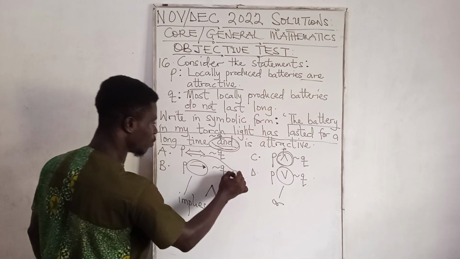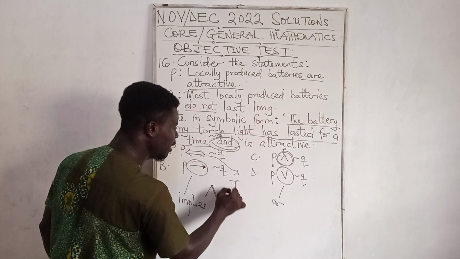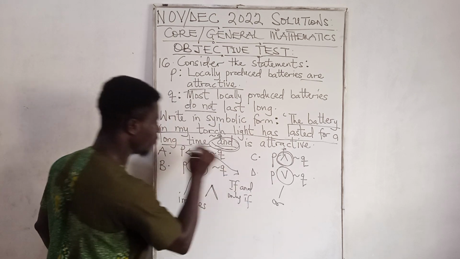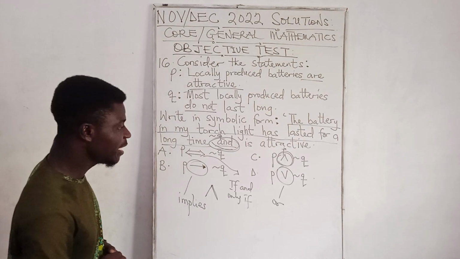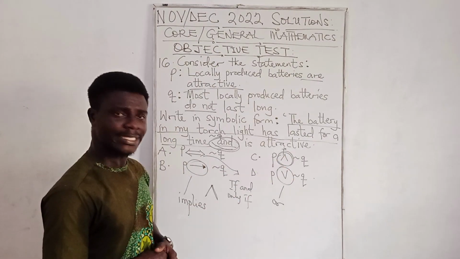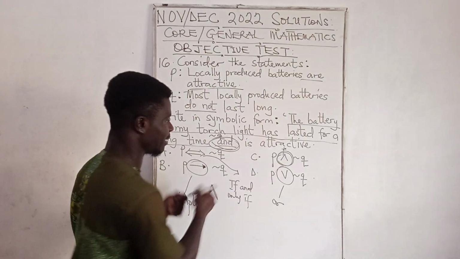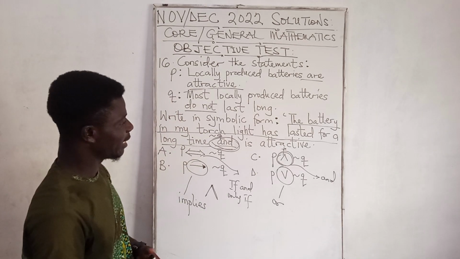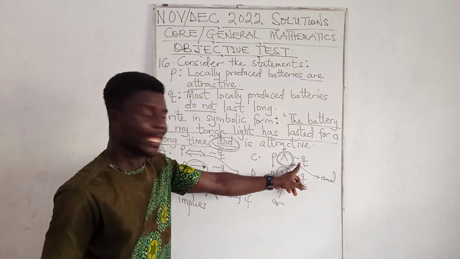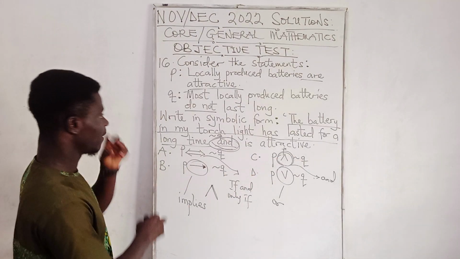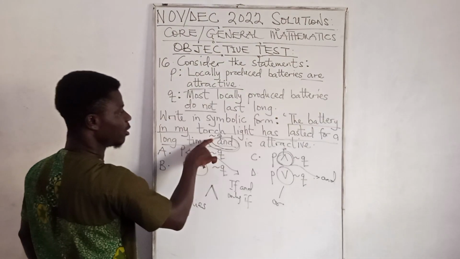Implies. Then this one is if and only if. If and only if symbol. That's the if and only if symbol. So this time around, we are taking and, so this is the symbol for and. That's the symbol for and. So we can say that P and the negation of Q. So we have the negation of Q, which is that.